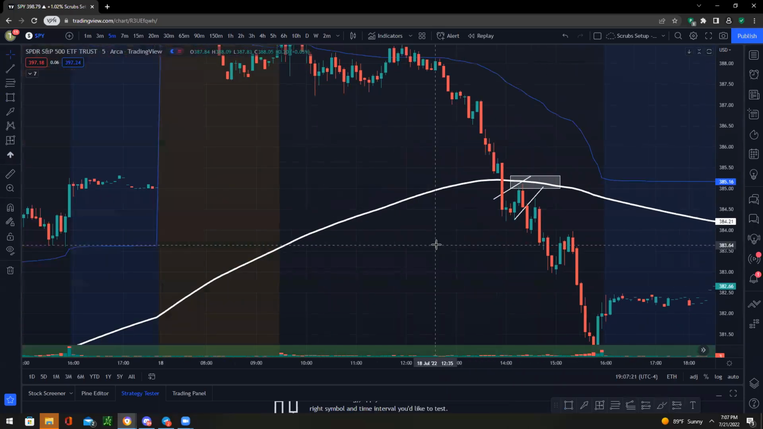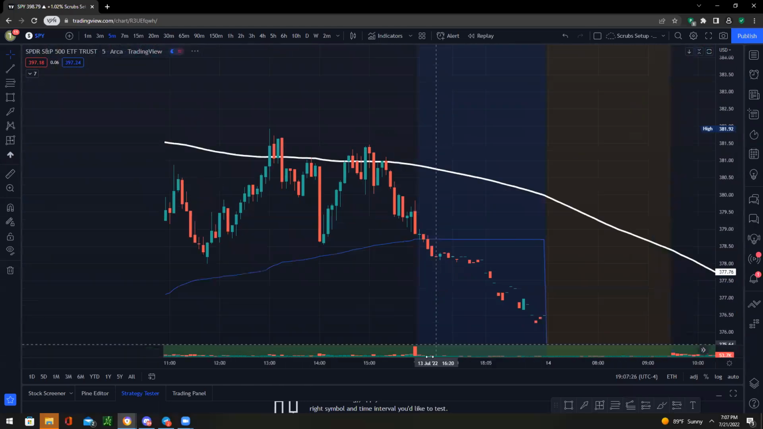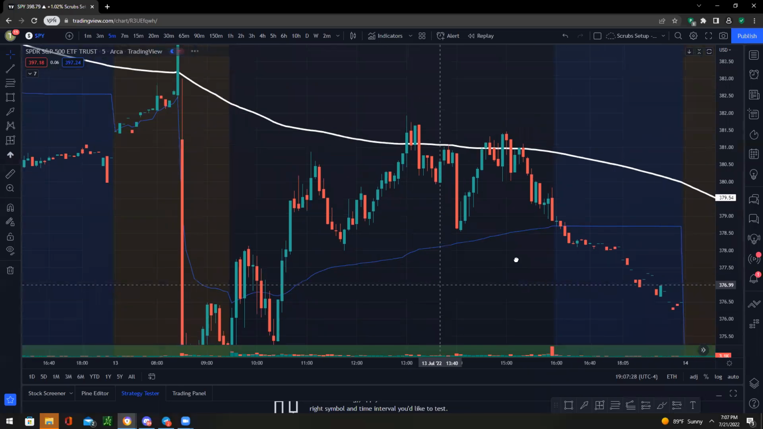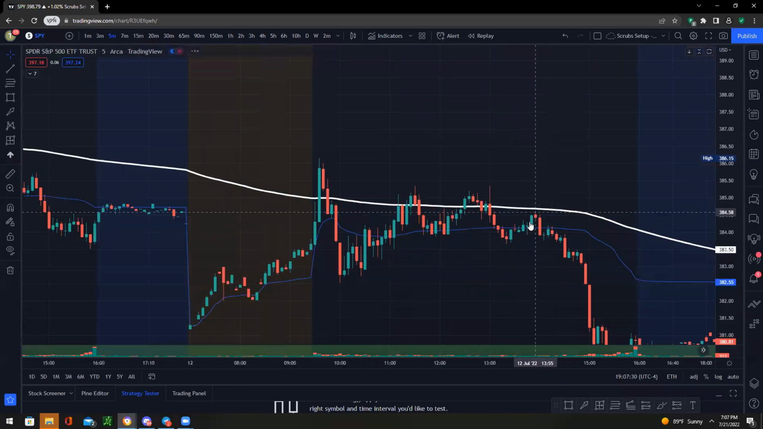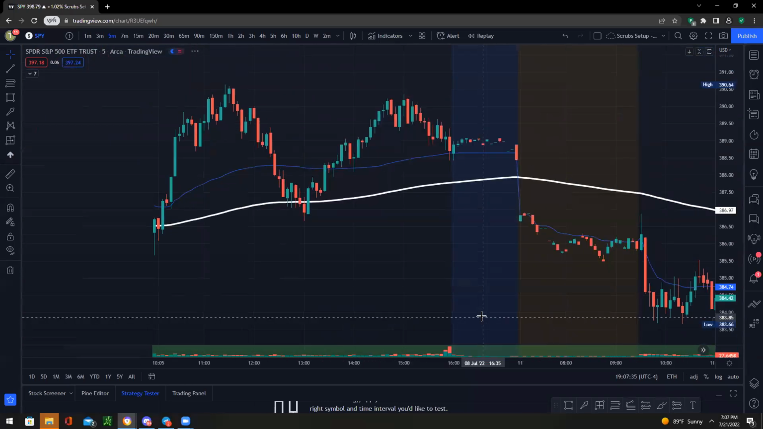The 200-day doesn't happen very often, but when it does happen, it's very, very powerful. Let me try to find another one. Right here. We get the rejection, and let me try to find a bounce. There's a bounce somewhere, like right here.